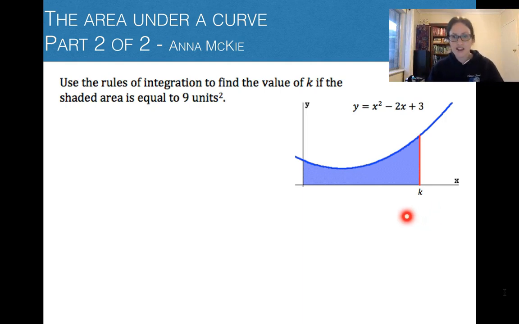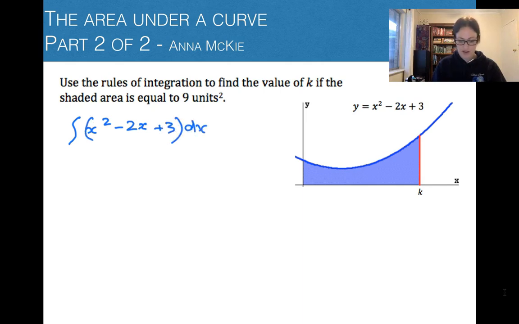So we write out an integral for this function. So we have the integral of x squared take 2x plus 3 dx between what points? Well, as we can see, we've got the intersection here, that x equals 0 and k. So 0 to k. And this time around we know that the answer will be 9. 9 units squared is the area. So let's integrate that and see what we get.